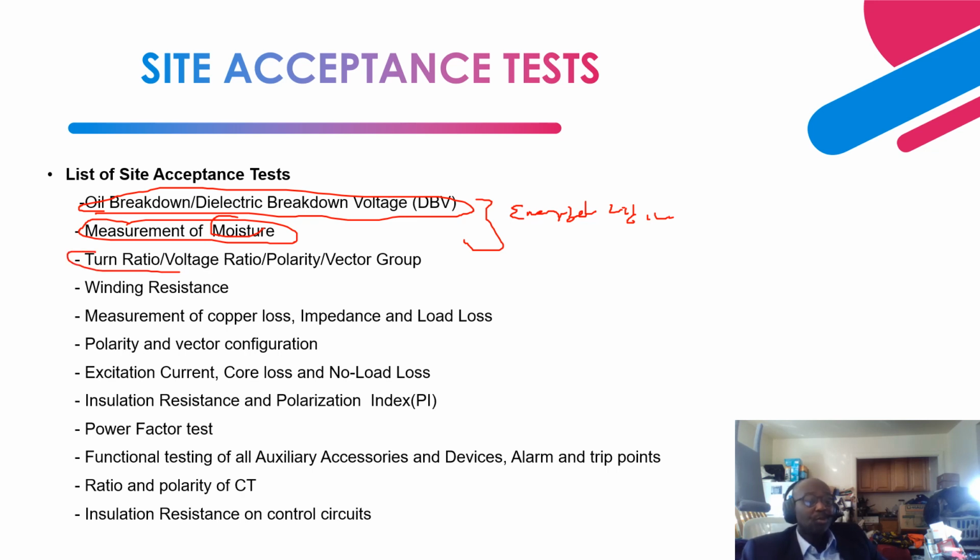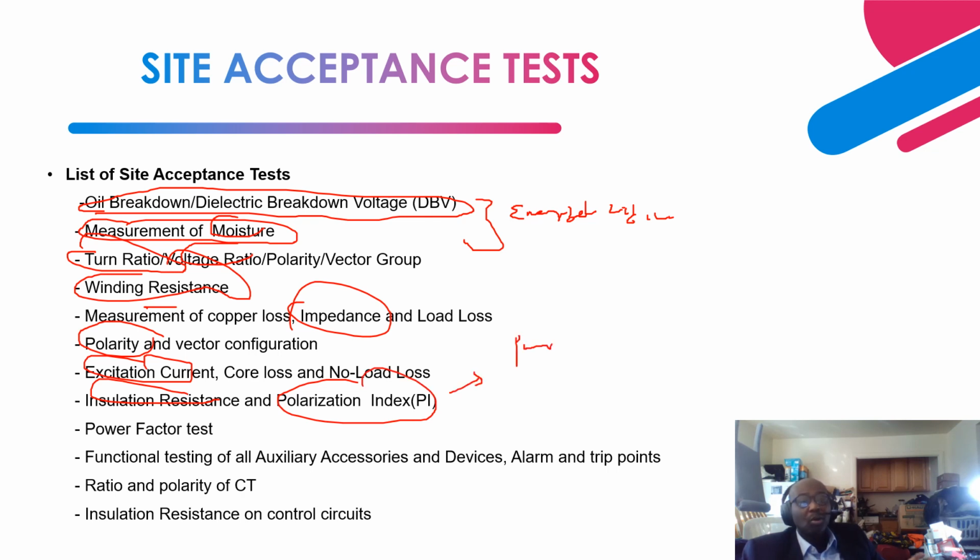Then also turns ratio and voltage ratio, polarity, then winding resistance testing, then impedance testing, then polarity and excitation current, insulation resistance, and polarization index. This one is for the power transformers, but for your auxiliary circuits, it's only insulation resistance. And remember, I told you that the insulation resistance is done at 250 volts or 500 volts, very low voltage. But for the power transformer, the insulation resistance testing is done at 2,500 volts, 5,000 volts, and 10,000 volts.